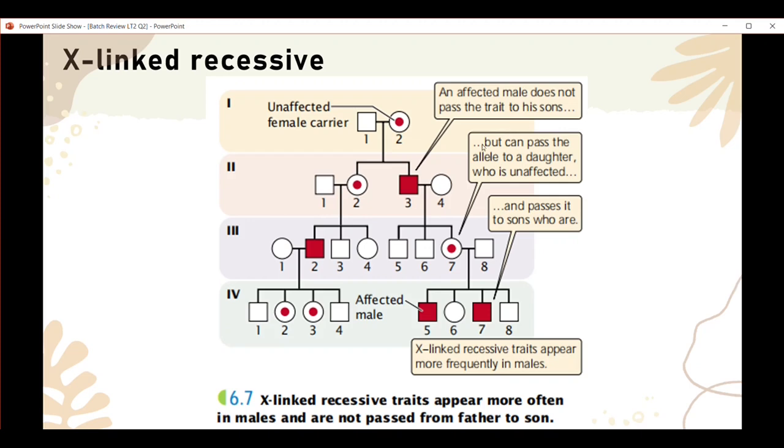But they can pass the allele to a daughter who is unaffected, which means she is a carrier. And the carrier passes it to sons who are affected. So a carrier will pass on the trait to her sons only and not to her daughters, or at least phenotypically not to her daughters. X-linked recessive traits appear more frequently in males as compared to females.